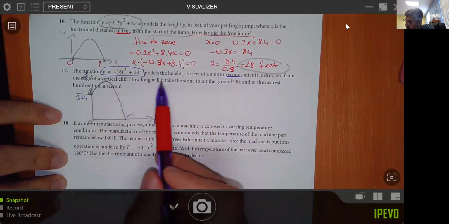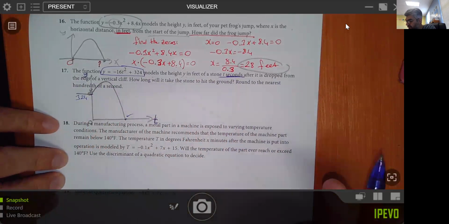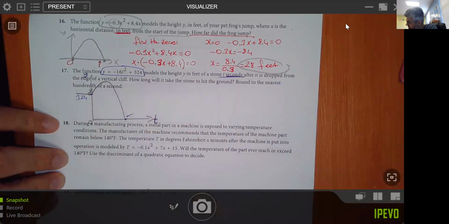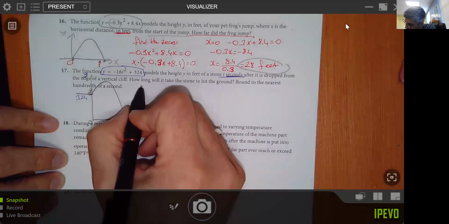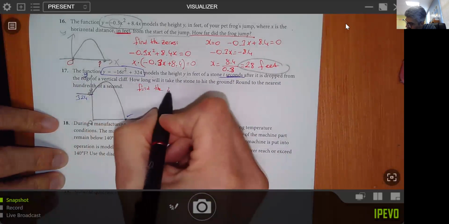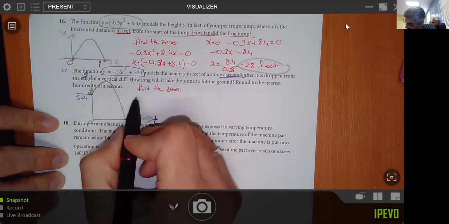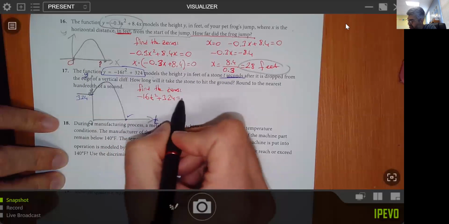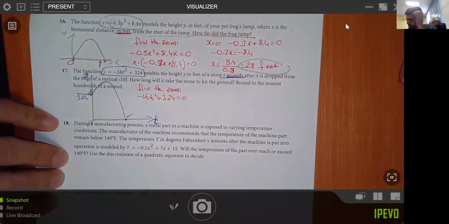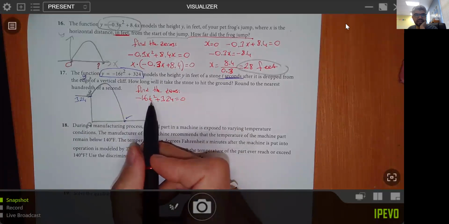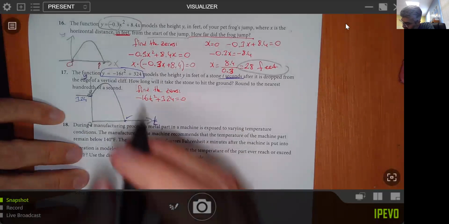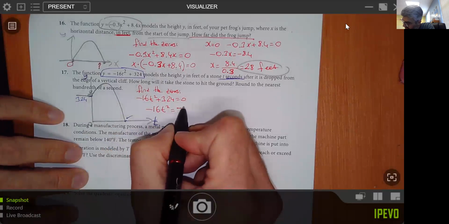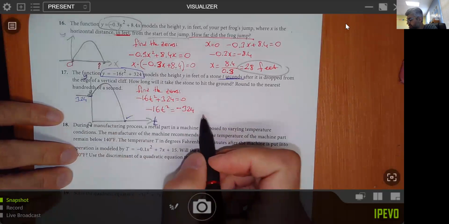And how long will it take the stone to hit the ground? I need to find the zeros of the function. Zeros of what? Negative 16t squared plus 324 equals 0. I have just one t here, t squared. I solve it like this: negative 16 t squared equals negative 324. So I solve this equation, I find the zeros.